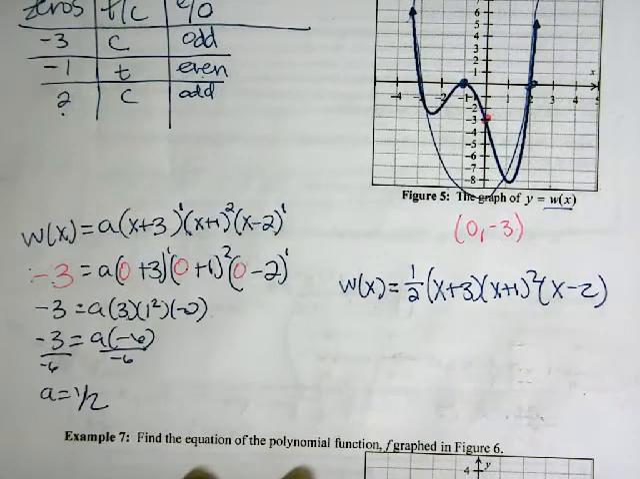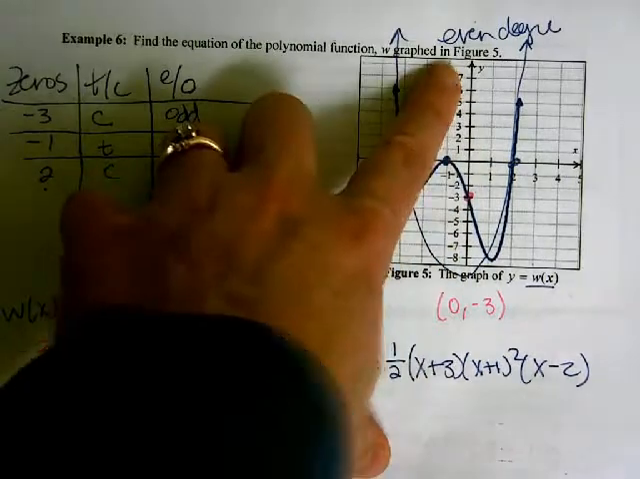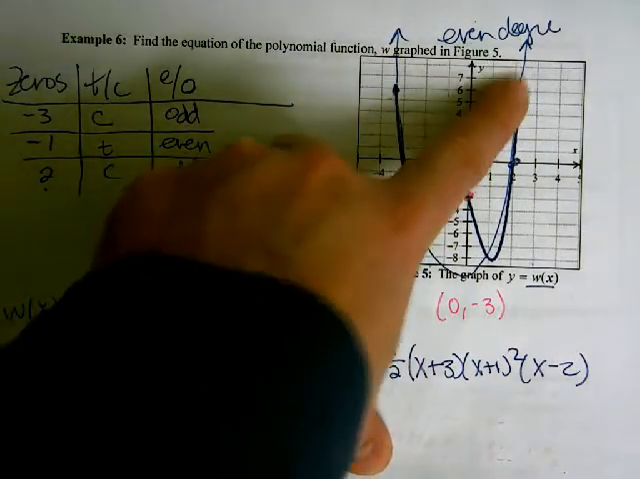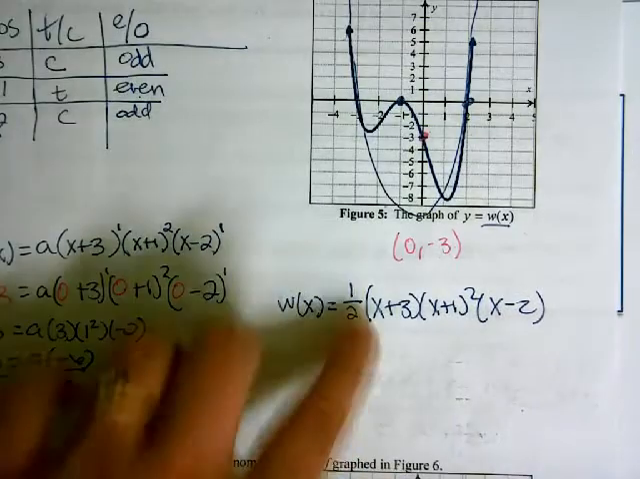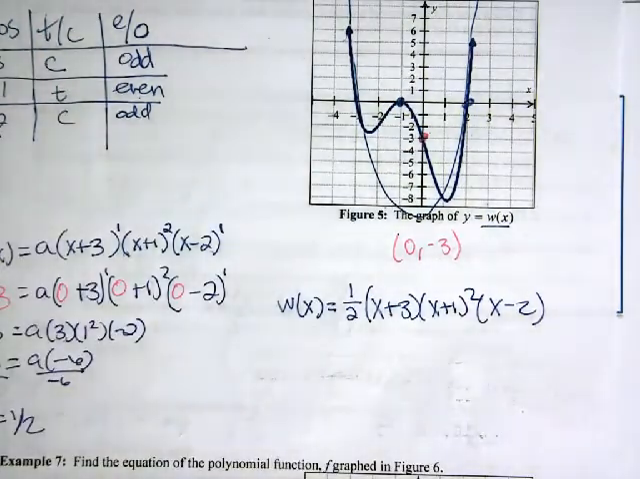Doing that last check here is, did you get an even degree to be able to deal with the going off to infinities? So this is 1, 2, 3, 4 x's. So yeah, that's an even.